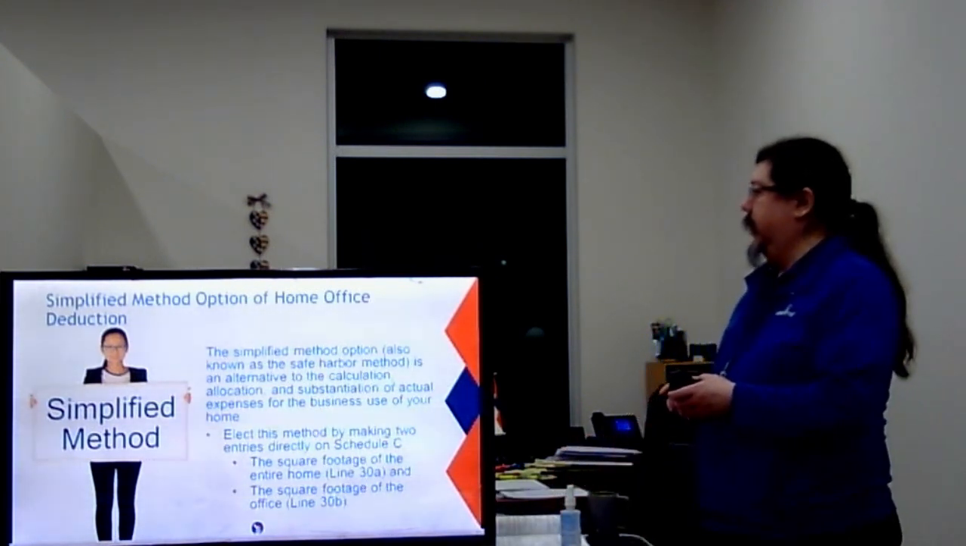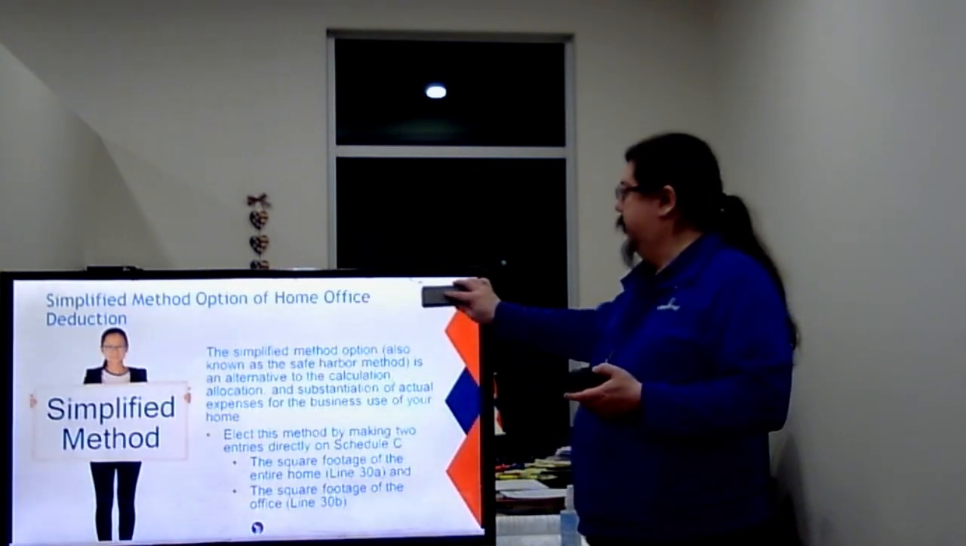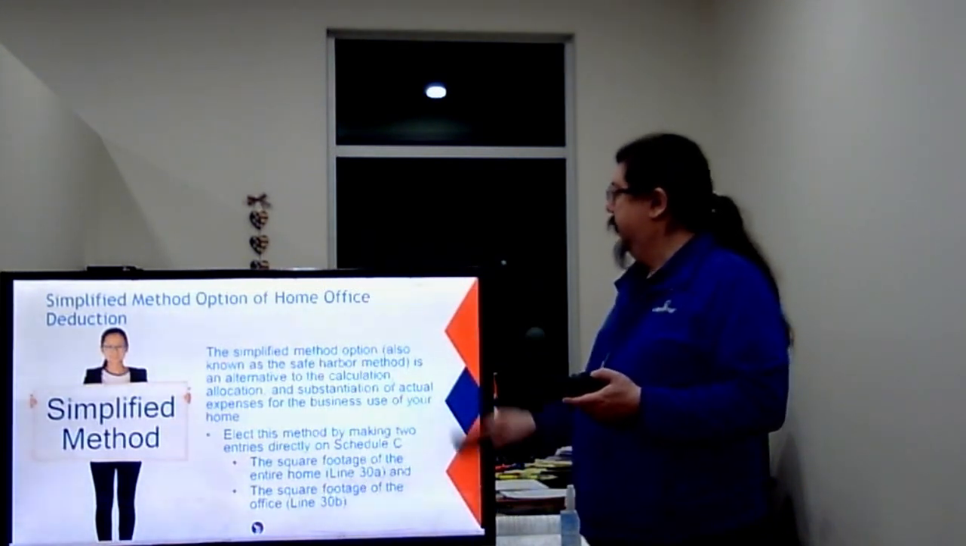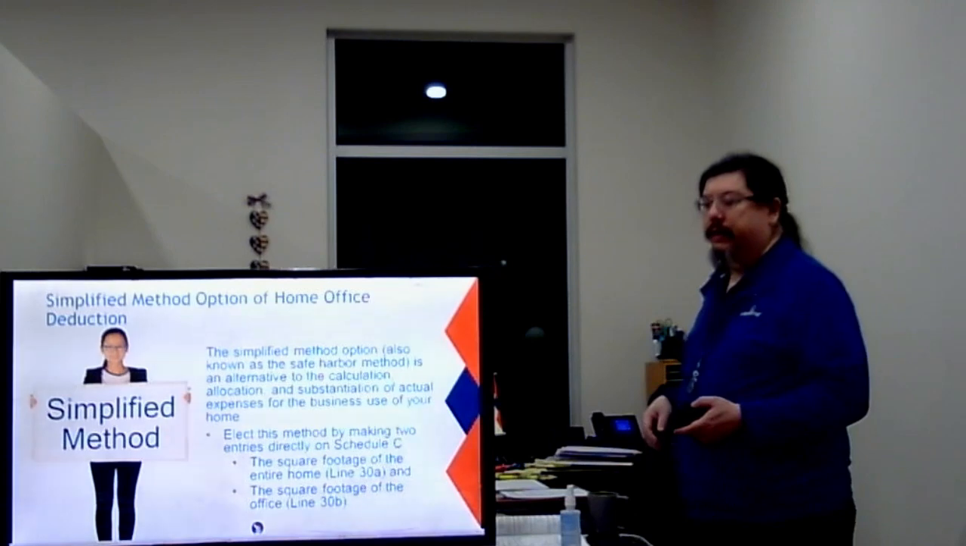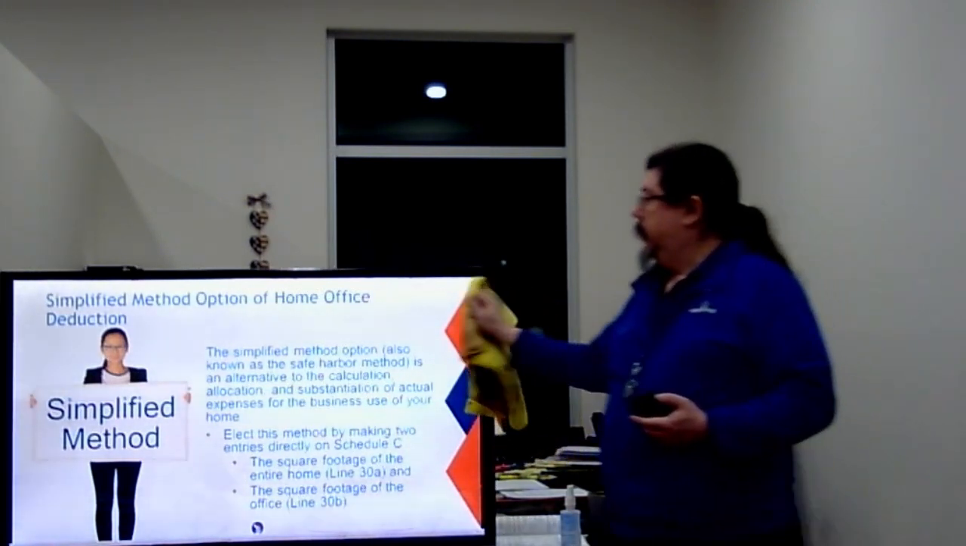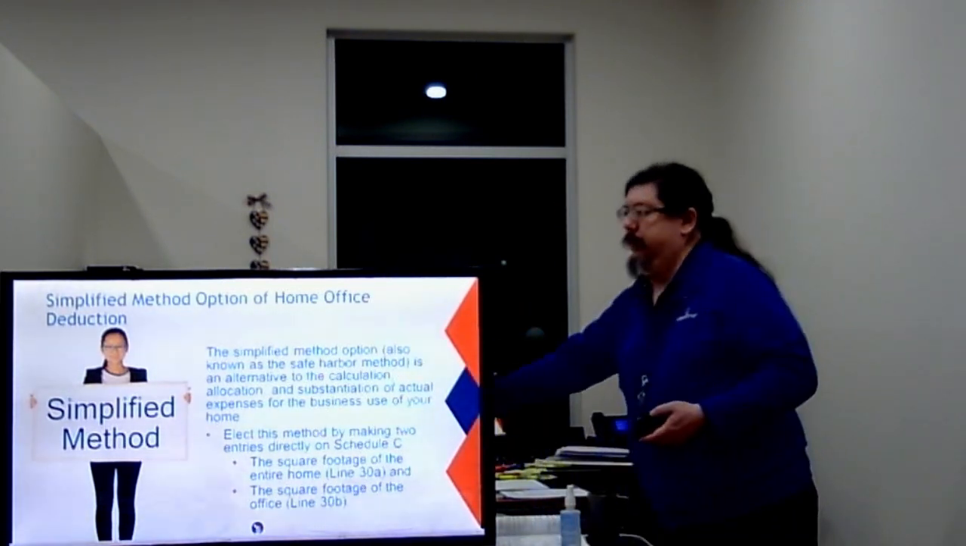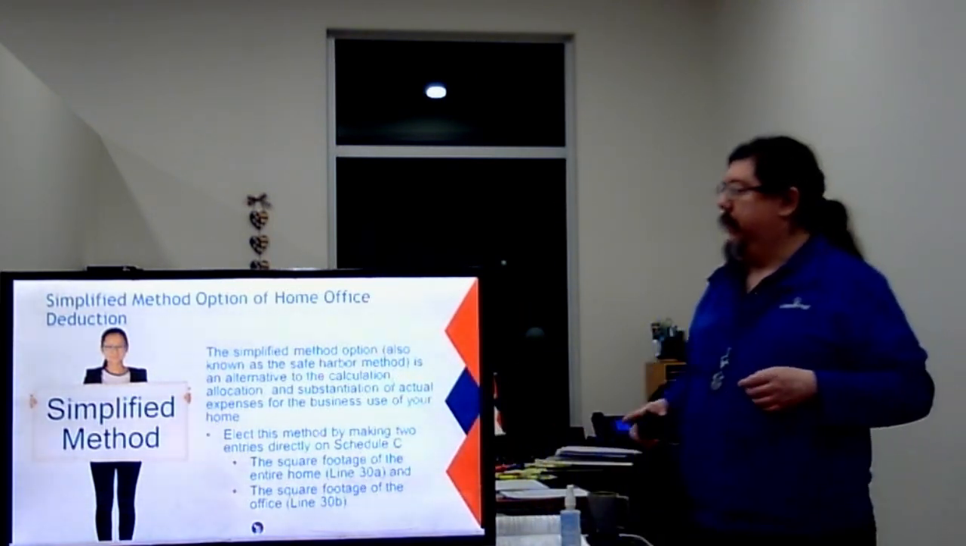But there are sometimes you have good reasons to not want to take all the deductions you're entitled to. Remember that when earned income credit is involved, you must take all the deductions you're entitled to. So maybe you want a smaller home office deduction. So that would be where you would possibly use the simplified method.